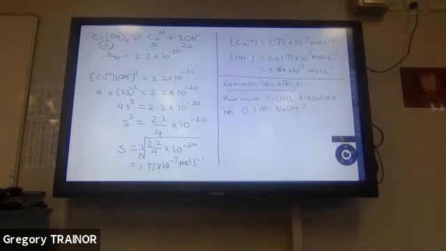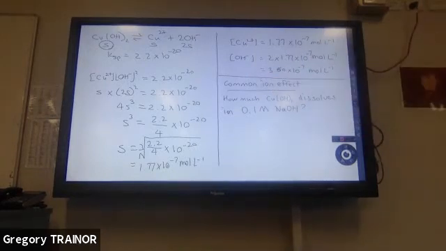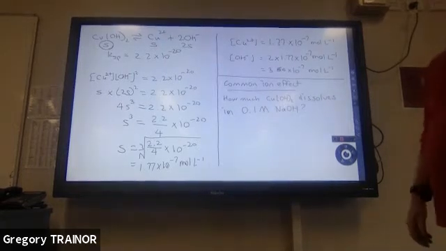All right, so if we put 0.1 molar sodium hydroxide, will the copper hydroxide be more soluble or less soluble? Right, now the common ion effect says that when we have one of the ions already present, the solubility of the ionic substance will be decreased, will be reduced. But we have to be able to work that out.